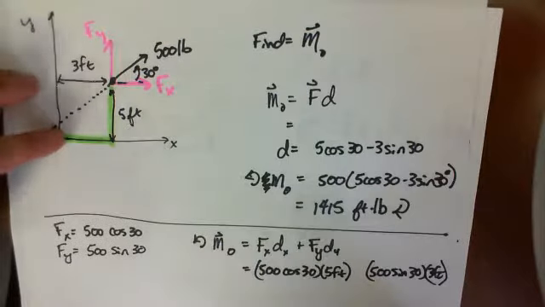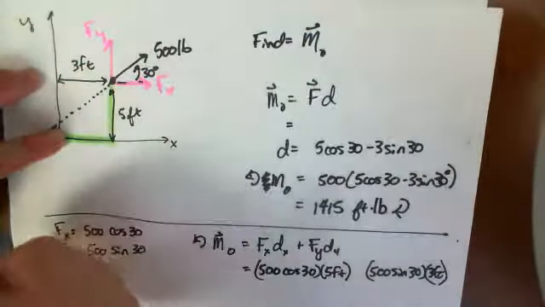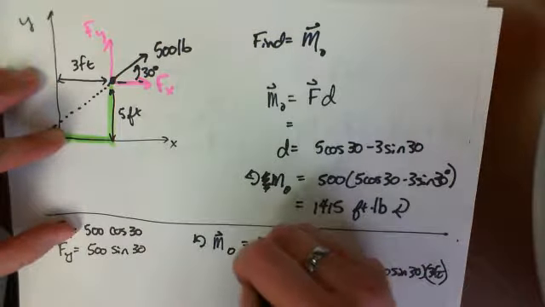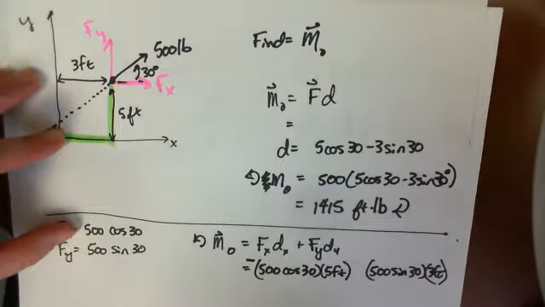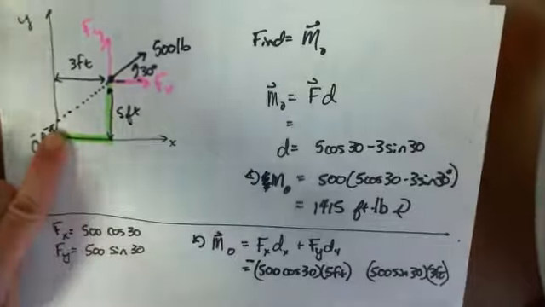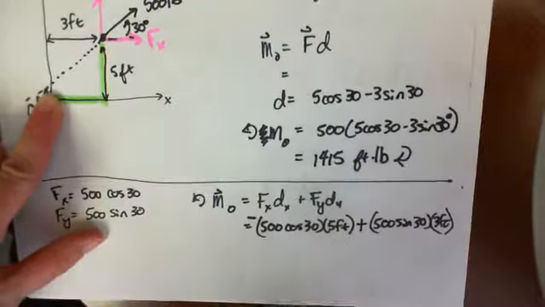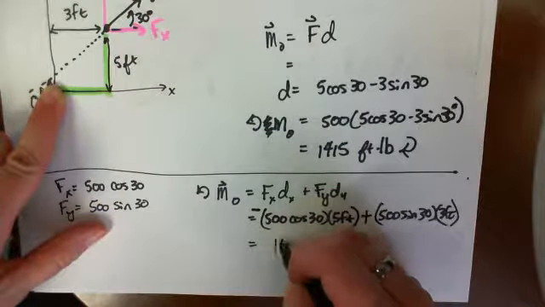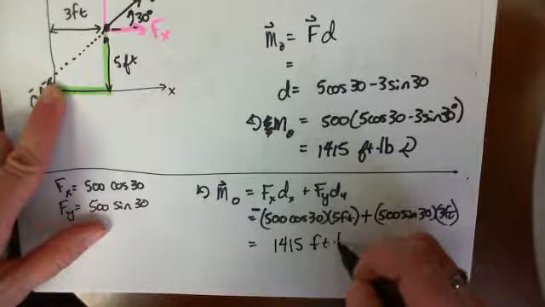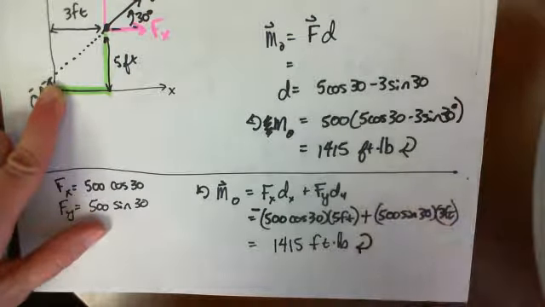But now I have to pay attention to the direction. If I take my finger and I apply the force Fx, it's going to spin in the counterclockwise direction, which is going to be negative. And then if I hold this and I apply the Fy, it's going to be in the clockwise direction, which is positive. So I end up with 1415 foot-pounds, and it's going to be negative, which indicates that it's in the clockwise direction.